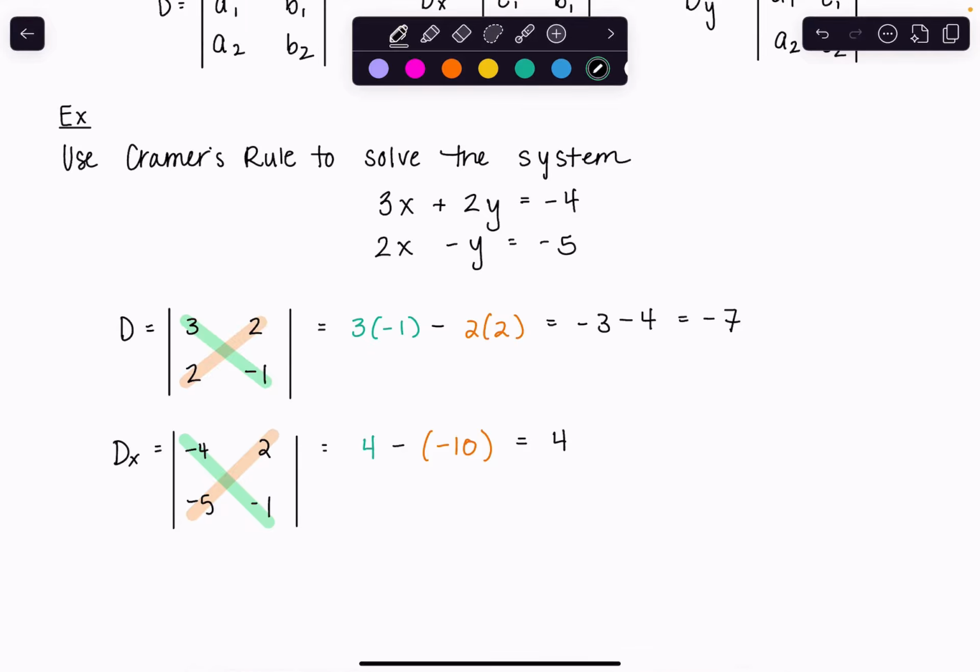So that turns into 4 plus 10, which is 14, okay? So again, all we did is we replaced the x coefficients by the answer columns.